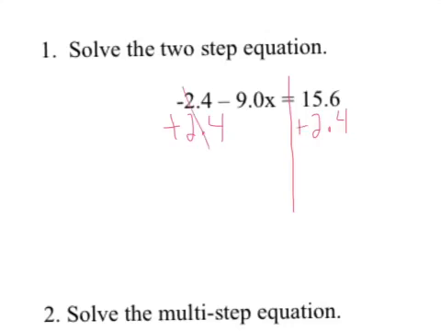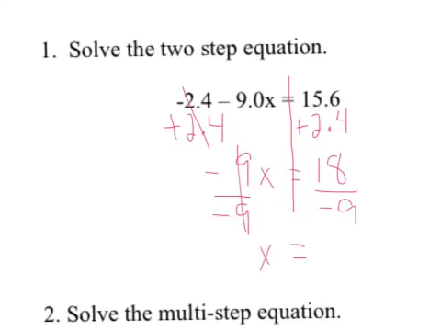Cancels here. I'm left with negative 9x equals 18. Then I will divide by negative 9 on both sides. Negative 9 divided by negative 9 is 1. So x equals 18 divided by negative 9, which is negative 2.